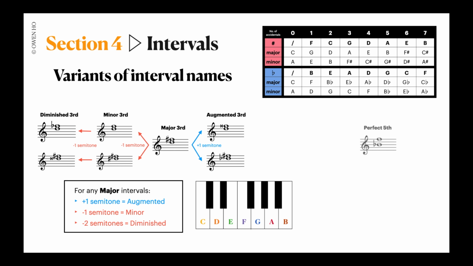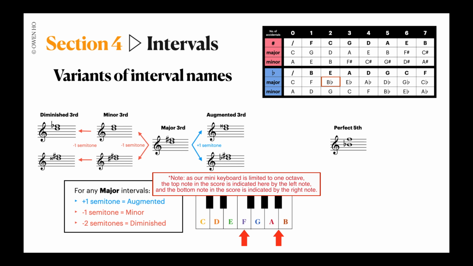Now for the perfect intervals, we follow a slightly different system. In this case, let's use the perfect fifth as an example. Here we have the B flat in the bass, so we need to think in terms of a B flat major scale. According to the key signature grid, in B flat major scale, we only have a B flat and an E flat. So in this case, the perfect fifth is correct because in a B flat major scale, the fifth note is an F, not anything else.